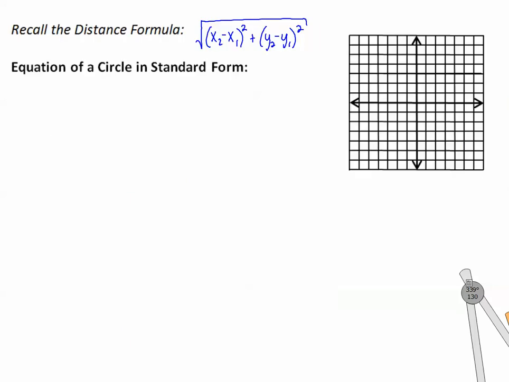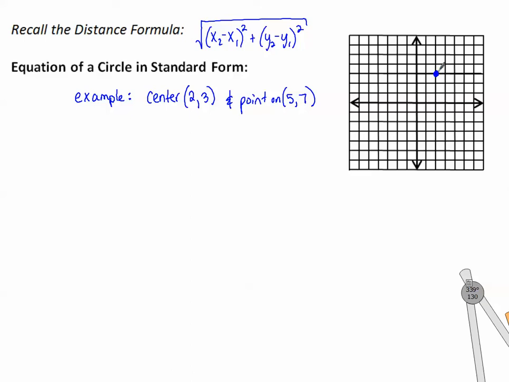So we need to know the distance formula to help us to graph a circle. Let's take, for example, a circle whose center on a coordinate plane would be at the point (2, 3), and some point on the circle being (5, 7). And let's go graph those two in our grid.